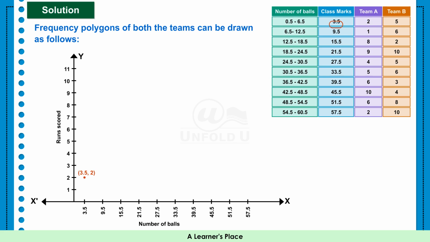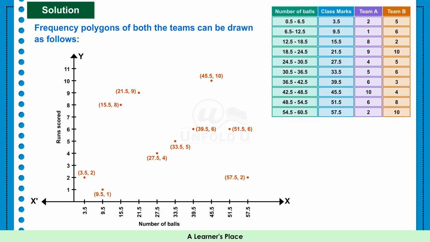3.5, 2; 9.5, 1; 15.5, 8; 21.5, 9; 27.5, 4; 33.5, 5; 39.5, 6; 45.5, 10; 51.5, 6; 57.5, 2. From the table, we can see that the difference between two consecutive class marks is 6.